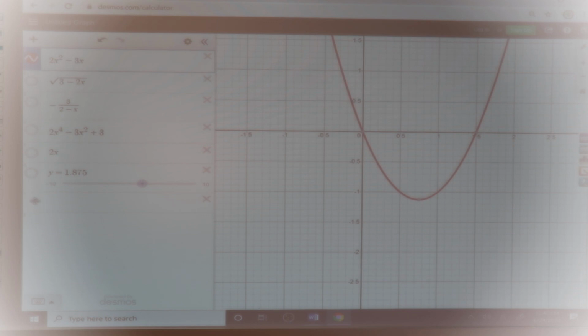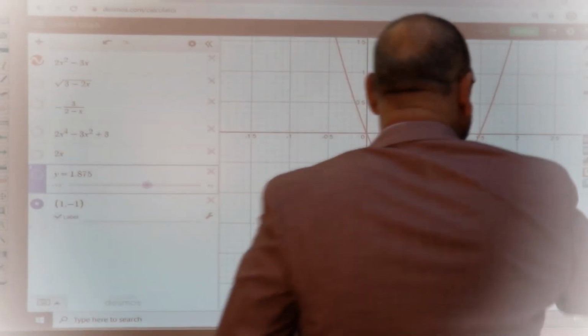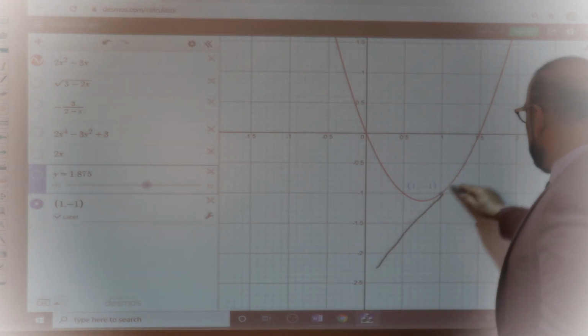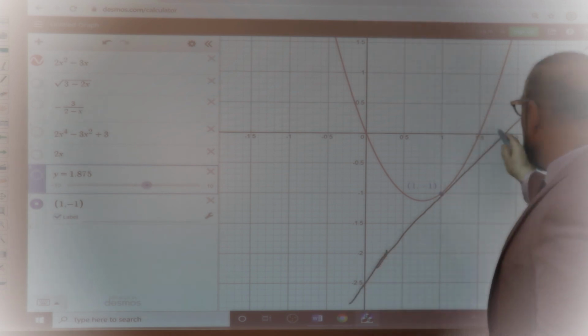Plot 1 and negative 1. 1, negative 1. Label. You see 1 and negative 1? If you graph the line here, right? If you graph a line, you will have it. I have just 10 seconds to say goodbye. And if you graph any line here, this line has a slope equal to 7.